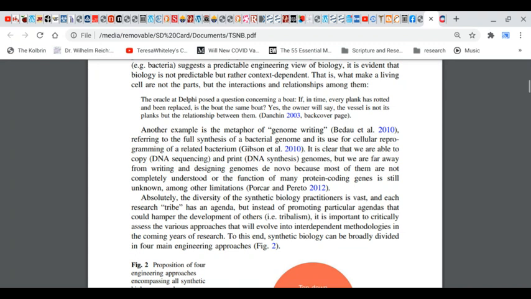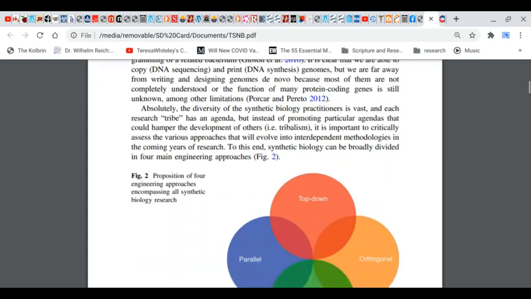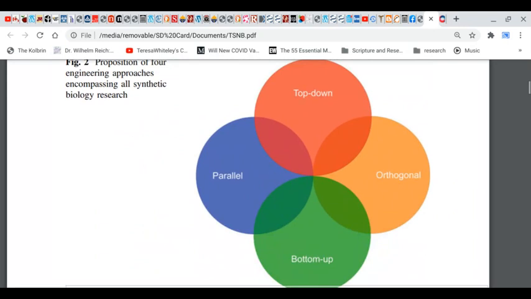Absolutely, the diversity of the synthetic biology practitioners is vast, and each research tribe has an agenda. But instead of promoting particular agendas that could hamper the development of others, tribalism, it is important to critically assess the various approaches that will evolve into independent methodologies in the coming years of research. To this end, synthetic biology can be broadly divided into four main engineering approaches: top down, parallel, orthogonal, and bottom up.